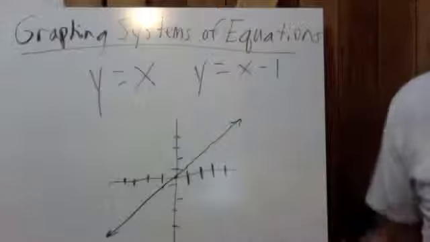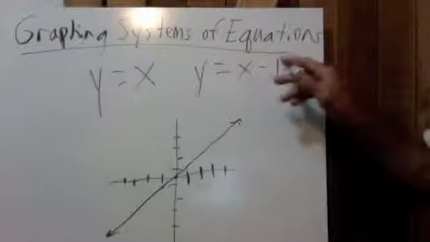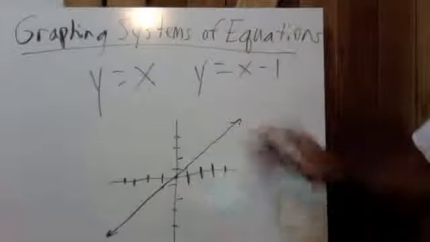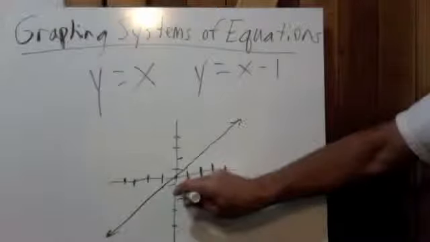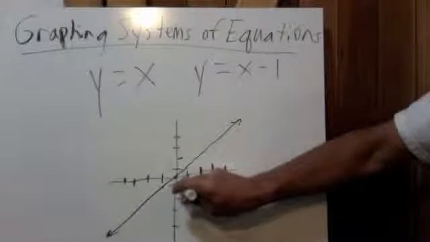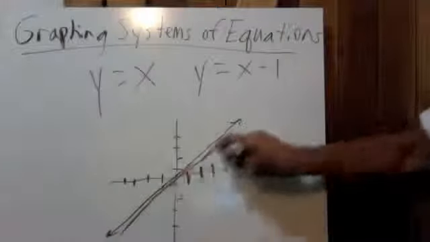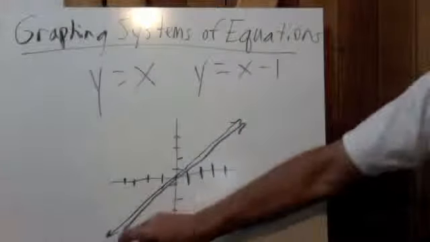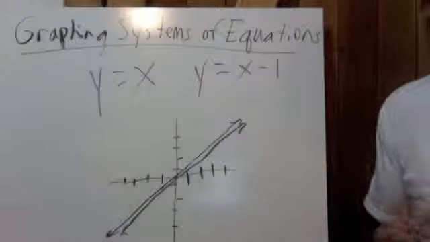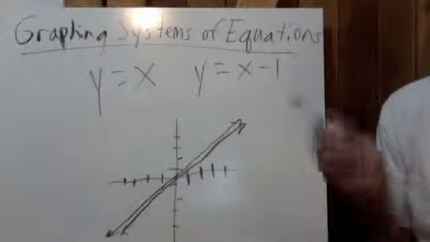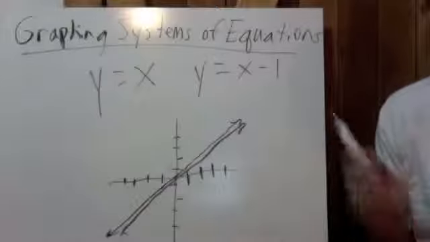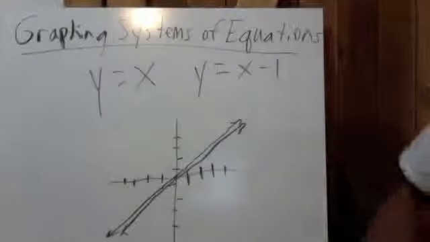I'll do the other one in purple. y equals x minus 1. Oh, I happen to pick one that's going to be inconsistent. It's going to cross there, and it's going to have a slope of 1 also. So it's going to be parallel. So remember what that is? Not on top of each other, but parallel to each other. That's an inconsistent graph.